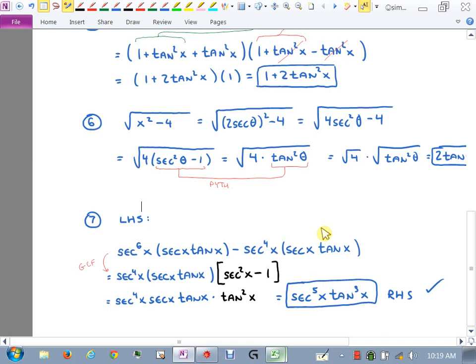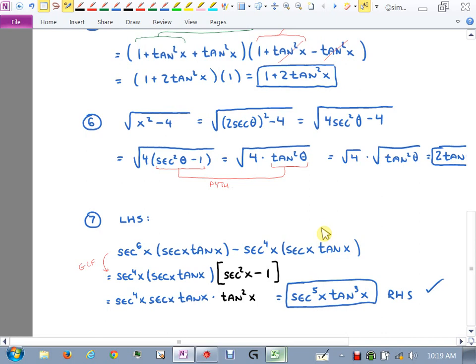So these two terms are separated by subtraction, and so I'm looking for a GCF right away, because this has multiple secants in it. The other one has multiple secants. I see this has secant to the sixth. That's secant to the fourth. So I can pull out a secant to the fourth. Just like if this was x to the sixth power, x to the fourth power, I could pull out x to the fourth, right? So I'm pulling out secant to the fourth. But then I also realized they both have a secant x tangent x. So I pull that out also.